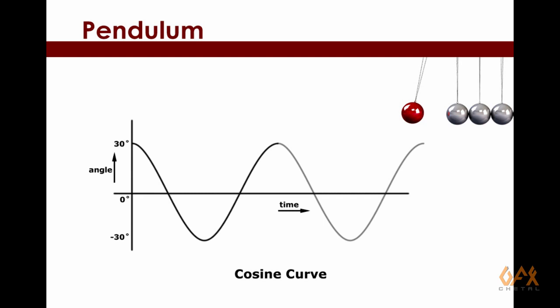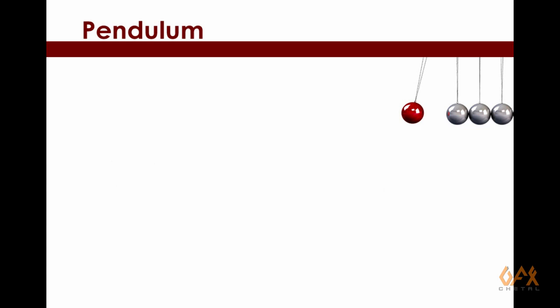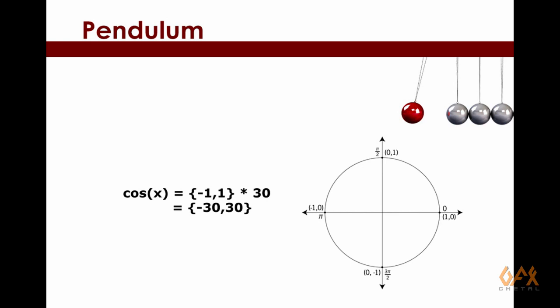But the problem is that cosine gives you a value between 1 and -1, and here the amplitude is between 30 and -30. So this is a very simple example, that if you apply cos and multiply it with an amplitude value, you get a proper range, that is between -30 and 30.